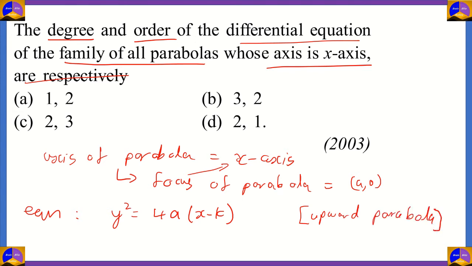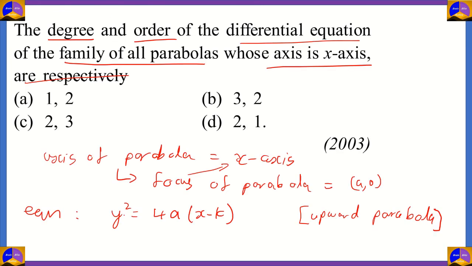So if you have the family of parabolas whose axis is the x-axis, then you can take upward and downward parabola. In order to make it upward and downward, we just put a minus k on it. So if k's value is greater than x's, then it becomes minus and so forth. So that is why we wrote the general equation y squared equals 4a times x minus k. Here k is a constant.